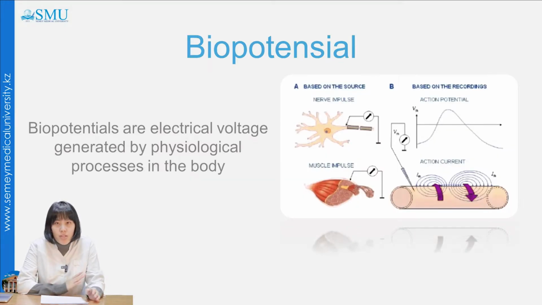What are biopotentials? Biopotentials are electrical voltages generated by physiological processes in the body. Biopotentials are created by the electrochemical activity of cells called excitable cells. When excitable cells are exposed to an external stimulus, they generate action potentials, which are the main source of biopotentials in the body.